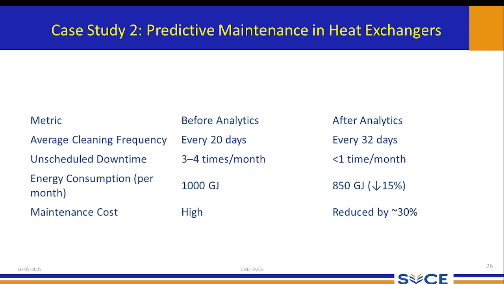Energy consumption before analytics was this much in gigajoules, whereas after analytics it is 850 gigajoules, which is almost a 15% reduction. The maintenance cost before analytics was very high, but after analytics it has been reduced by 30%. A 30% cost reduction is very significant. If, for example, you are spending 100 rupees, I would like you to spend only 70 rupees. Almost 30% has been reduced, right?